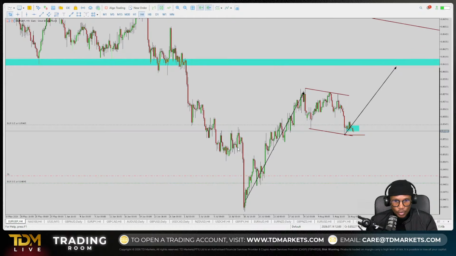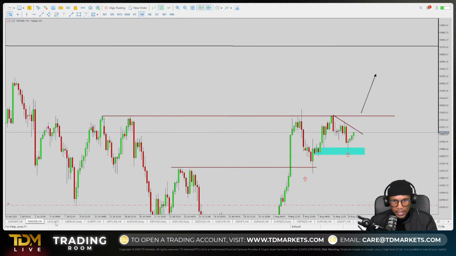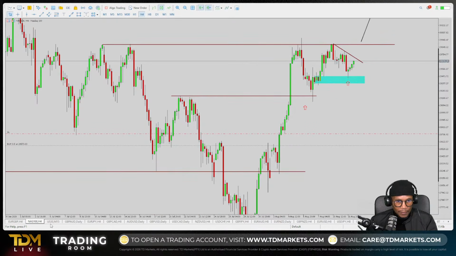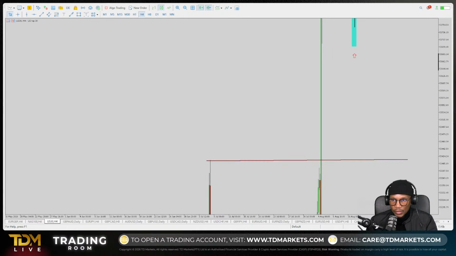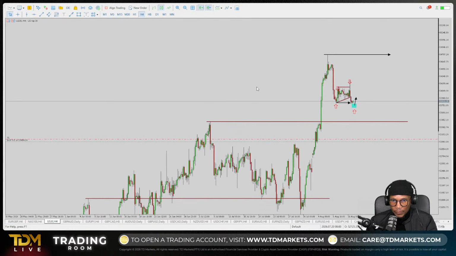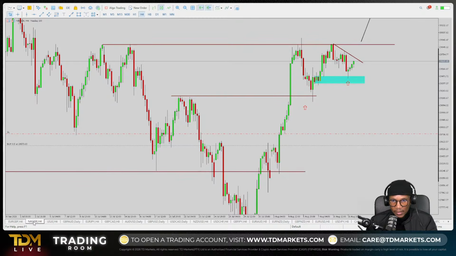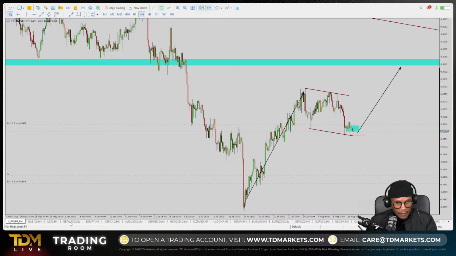Euro pound, I'm still swinging the euro pound. I'm still swinging NASDAQ. I'm still swinging US 30. So these ones, I'm swinging them: US 30, NASDAQ, euro pound as well.